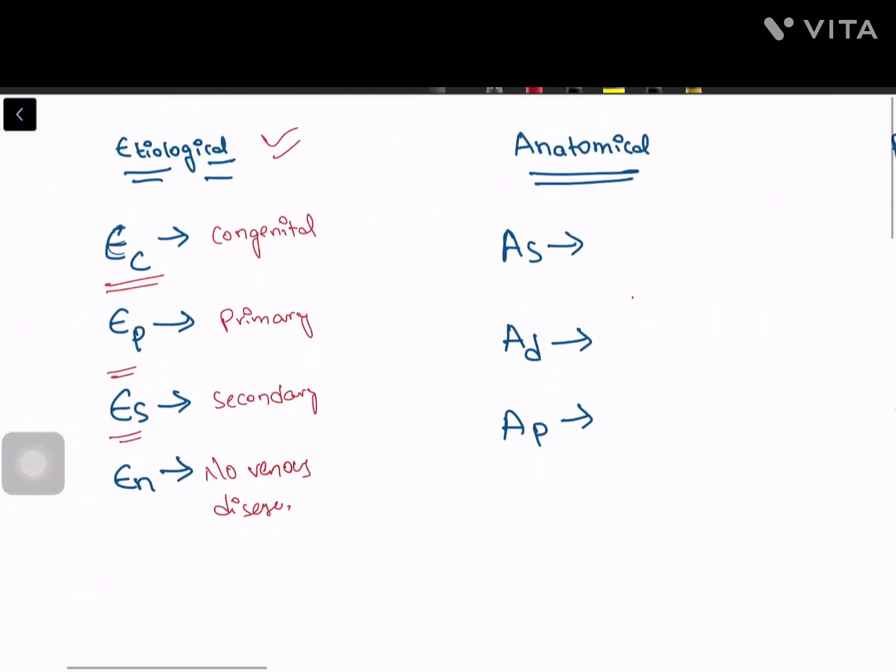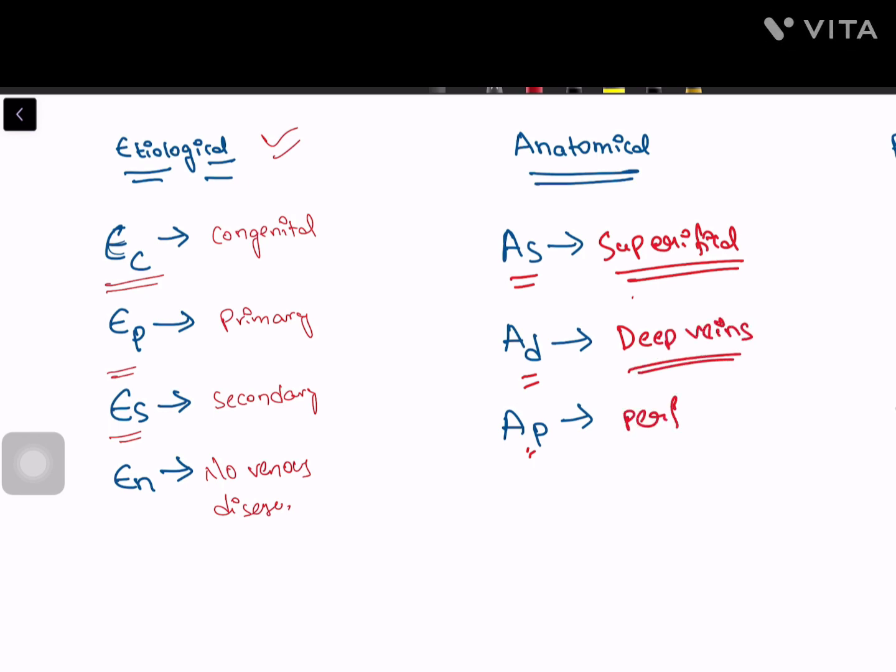Next, anatomical. Anatomy means here the venous system involved. In the venous system of the lower limb, what are the things we will see? Either it is a superficial venous problem, deep venous problem or perforators. So AS is superficial veins involved, AD is deep veins involved, AP is perforators involved.